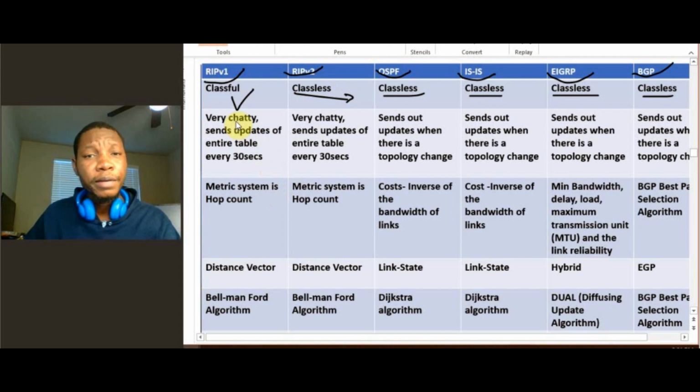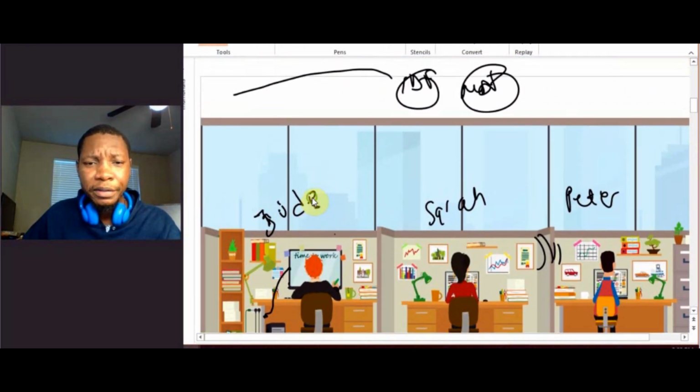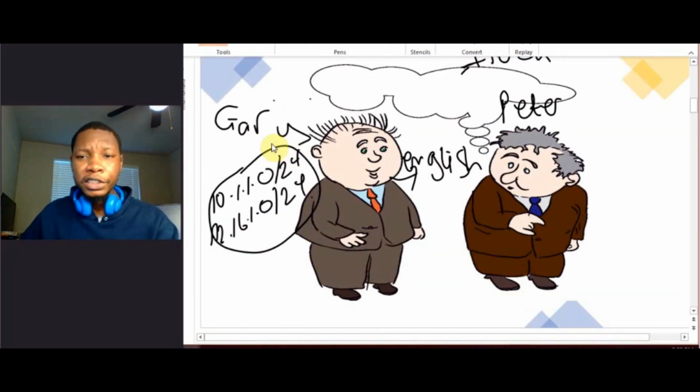RIP version 1 was very chatty. It wasn't really like efficient, right? So RIP version 1 sends updates of the entire routing table every 30 seconds. Now let me describe this communication behavior. So imagine Gary is talking with Peter right here, right? And Gary has told Peter, "Hey, my name is Gary."